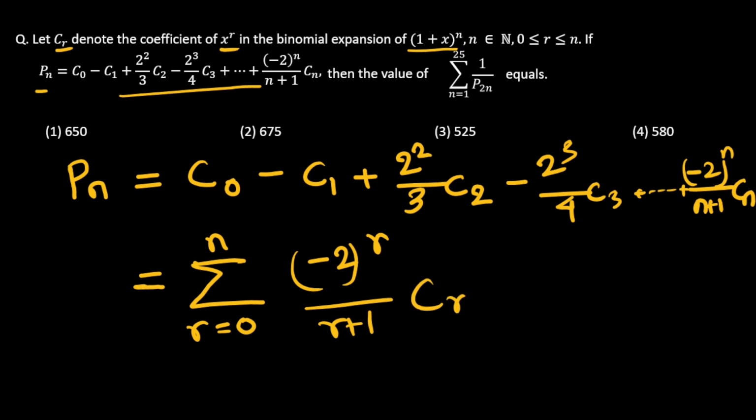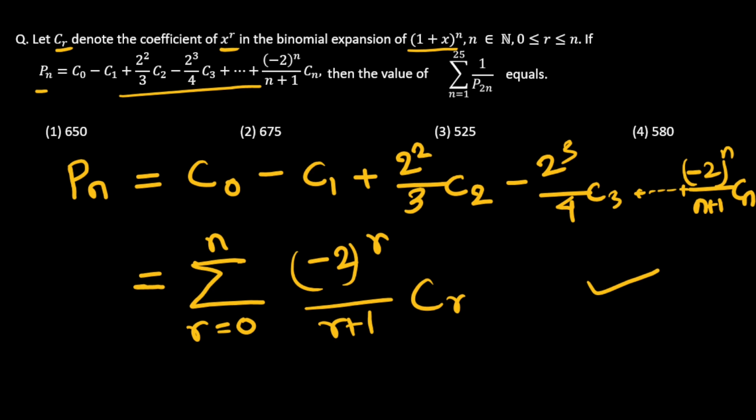So if we put n is equal to 0, then this expression is C0. If we put n is equal to 1, then this expression is C0 minus C1. So if we put here r is equal to 0, then this expression is C0. For r is equal to 1, this summation gives C0 minus C1. So it is verified that this Pn is written correctly.